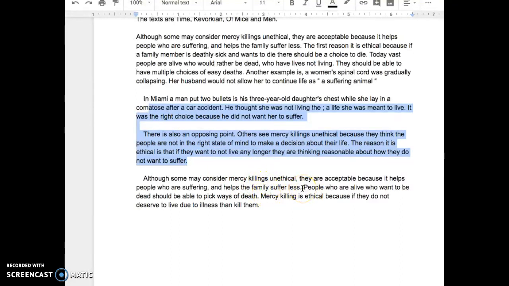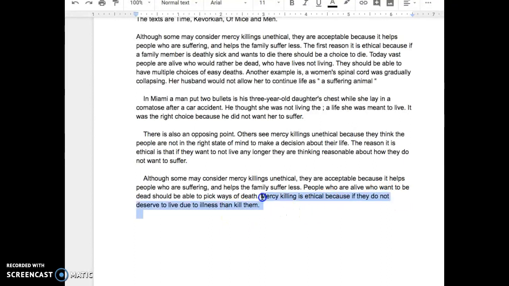If we look into your conclusion, the restatement of the thesis is good, which is misplaced. But this is the part right here. Helps the family suffer less. You did not touch on this at all, other than they didn't want to see their family suffering. And you say people who are alive, who want to be dead, should be able to pick ways of death. Mercy killing is ethical because if they do not deserve to live due to illness, then kill them.